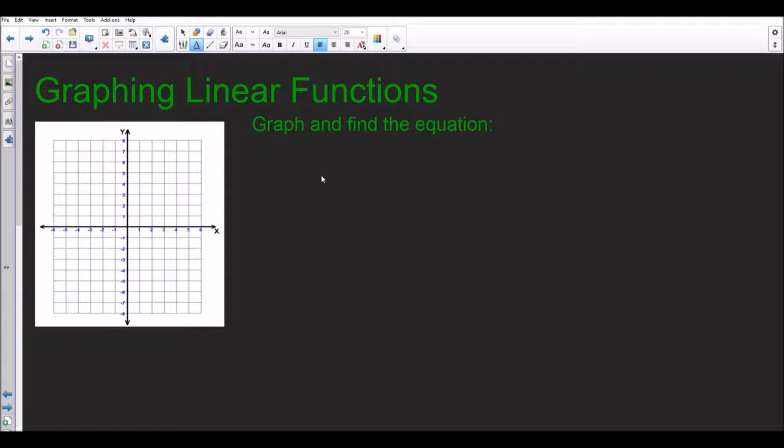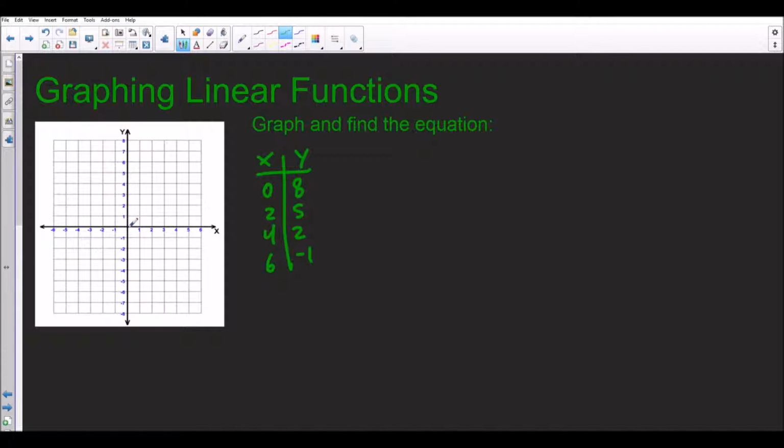All right, so the question is graph and find the equation. So if we're given a table of values of x and y, and let's see, we're going to have 0 and 8, we're going to have 2 and 5, we're going to have 4 and 2, and 6 and -1. So let's plot the points first.